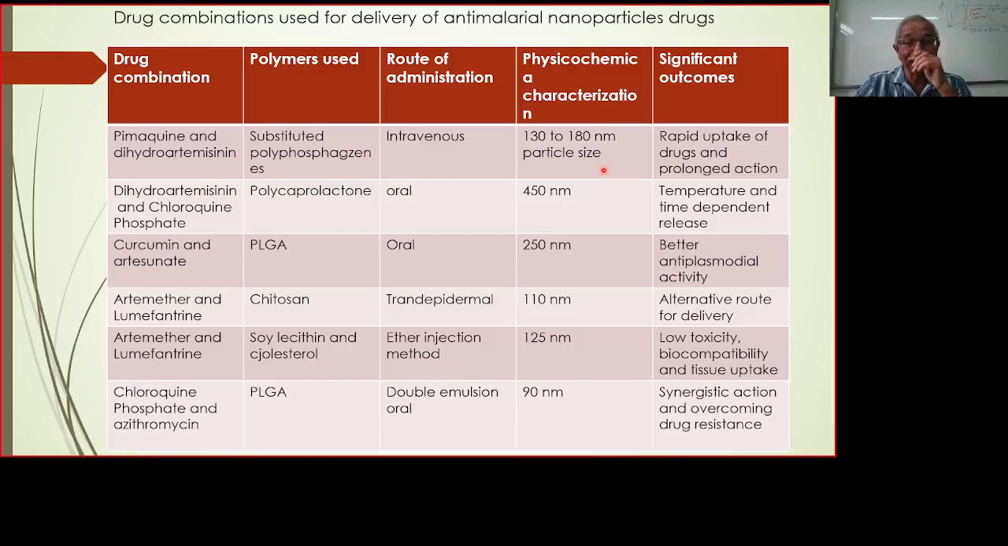An alternative route for delivery is transepidermal. There are patches, and the patches will release the drug. You must have seen tobacco patches, you know, to give away the smoking habit, you use those patches there.